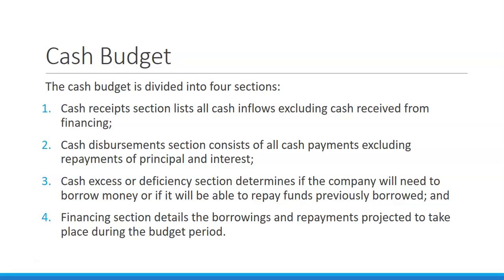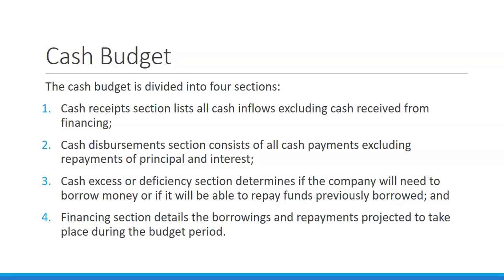We move on to the cash budget, and that gets divided into 4 sections. The first section is the cash receipts. So this is all the money that comes in from sales from customers, excluding cash received from financing. And then we have all of the cash payments we plan out, except for those of principal or interest on loans.